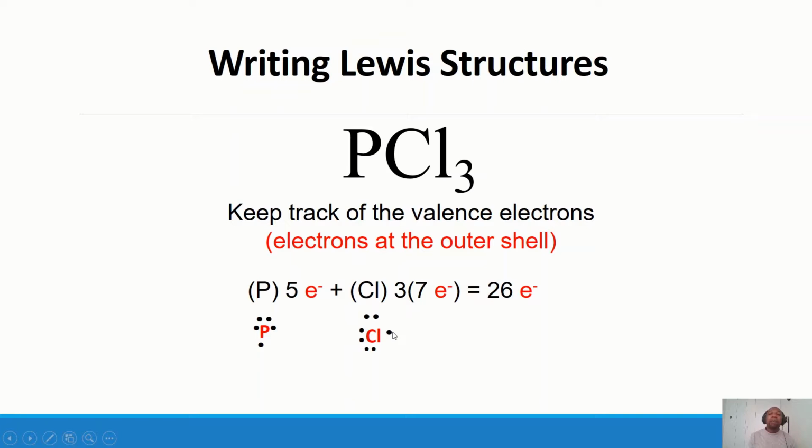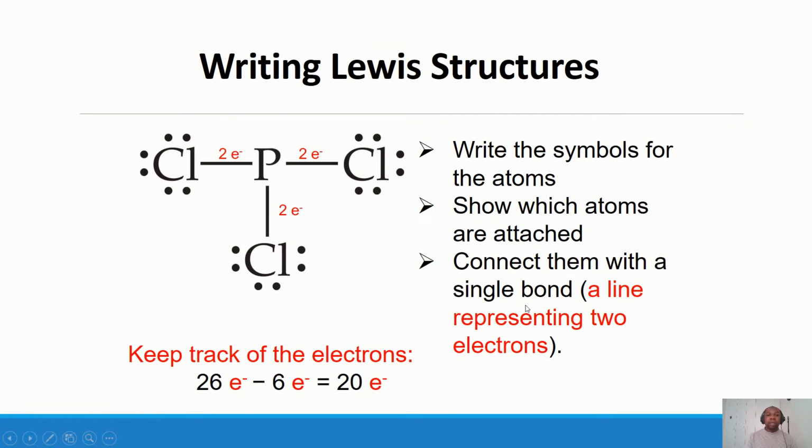Remember that chlorine is going to have 7 electrons in its outermost shell. Phosphorus is going to have 5 electrons in its outermost shell. But for this compound, we have 3 chlorine, so we're going to multiply the 7 electrons by 3. If you add all the valence electrons together, it's going to give us 26 valence electrons. 5 is coming from phosphorus, 7 times 3 is coming from chlorine, and that's going to give us 26. The next step is to begin to form the bond.